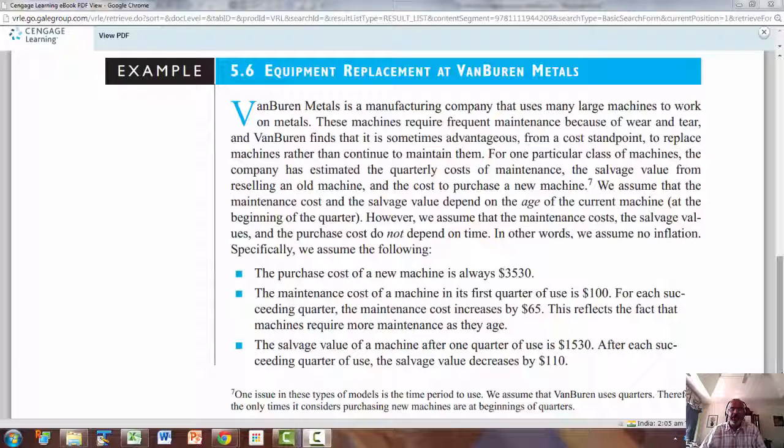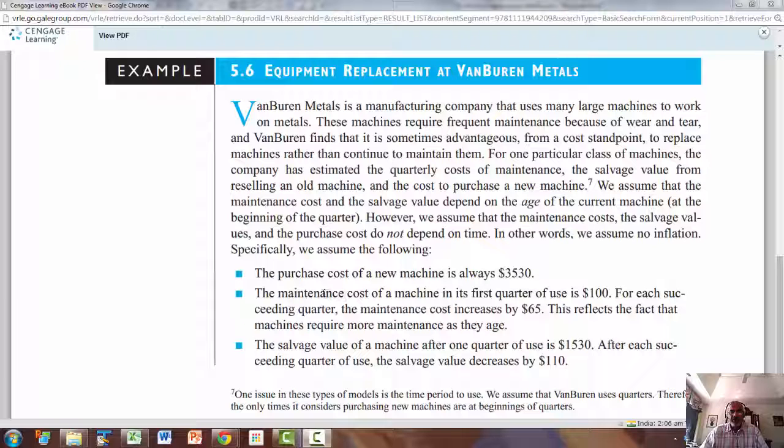Now we're going to look at an application of the shortest path problem that we discussed previously. This one is a company where we want to develop a replacement of machines at the cheapest possible cost. And so we have a machine. The purchase cost of a new machine is always $35.30. So this is kind of a simplifying assumption. If this is not true, we can always modify the problem suitably.